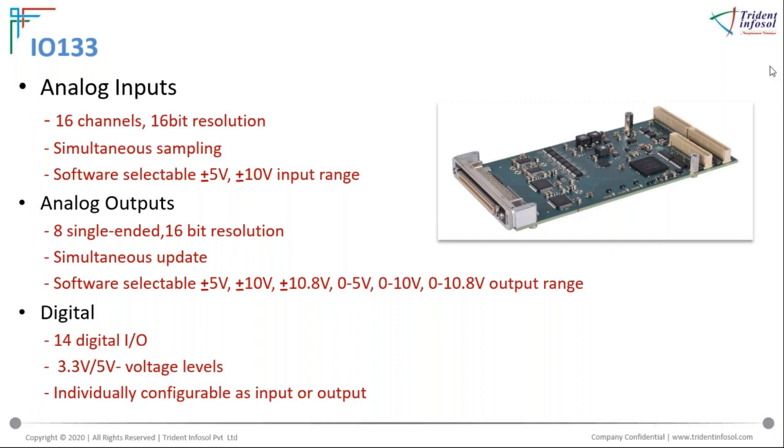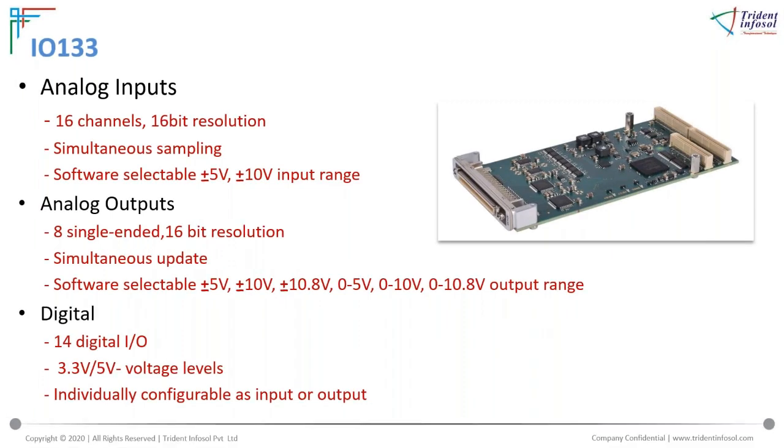It supports simultaneous sampling of the input signals, and there is a provision to select between the voltage levels in Simulink itself. There are also 14 digital TTL lines available, where we can individually make a signal an input or output in the software itself. So this is the specification of an analog IO card, IO133.